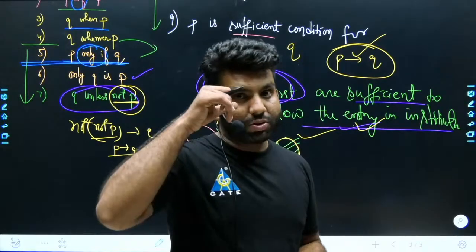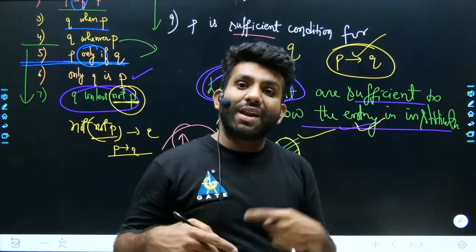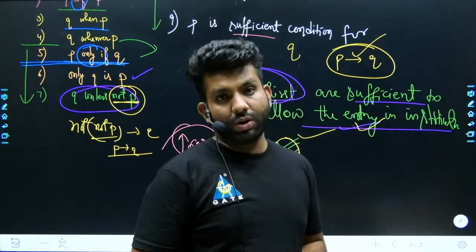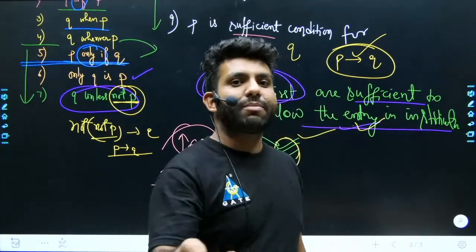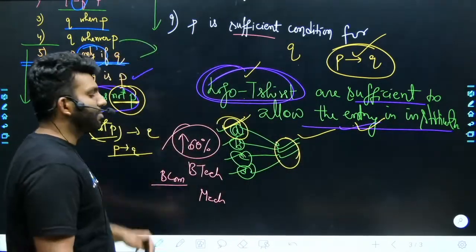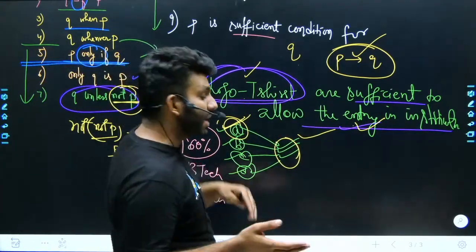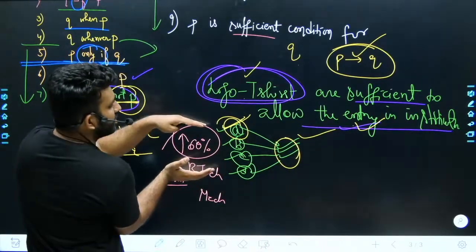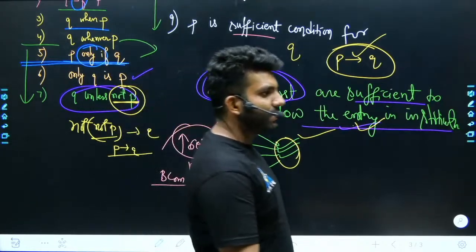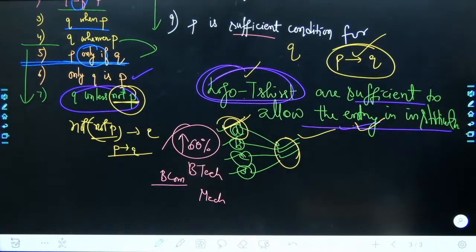Let's suppose this is true. If I have 60%, will I get an entry into the MTech? No. But if I'm getting an entry in MTech, then I am definitely sure that I will be having 60% in my graduation, because there may be some extra condition along with 60% which will imply this. Is it clear, everyone?